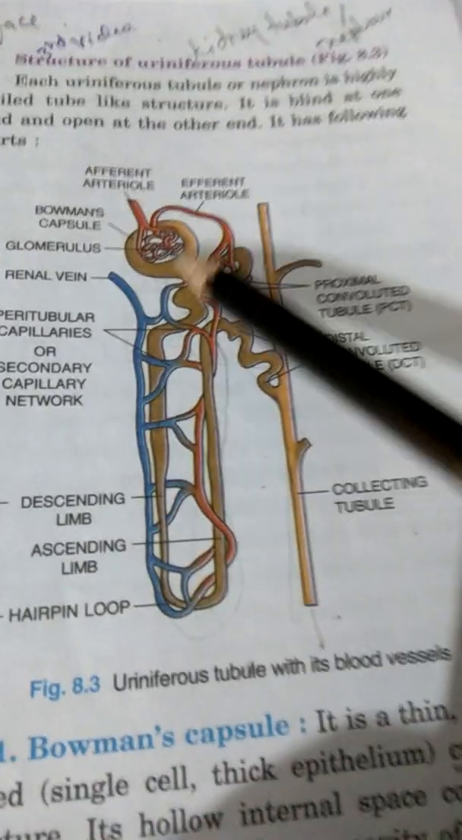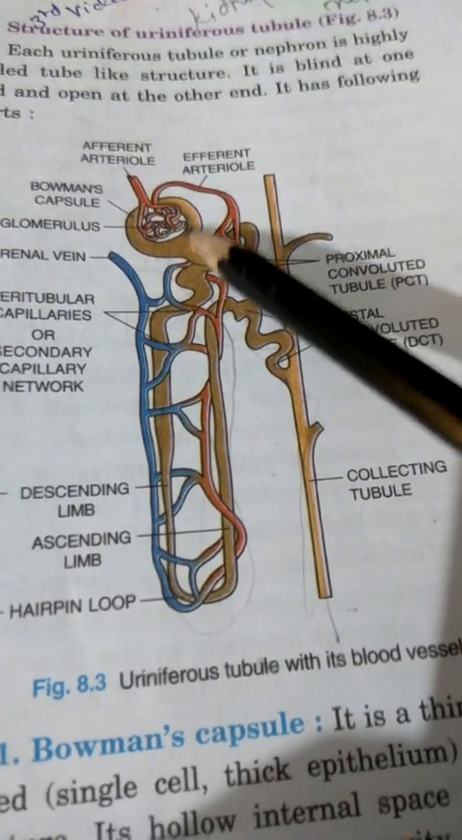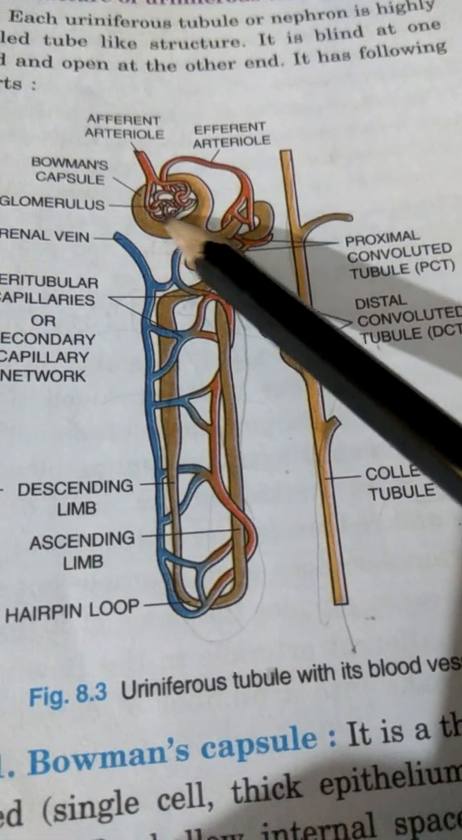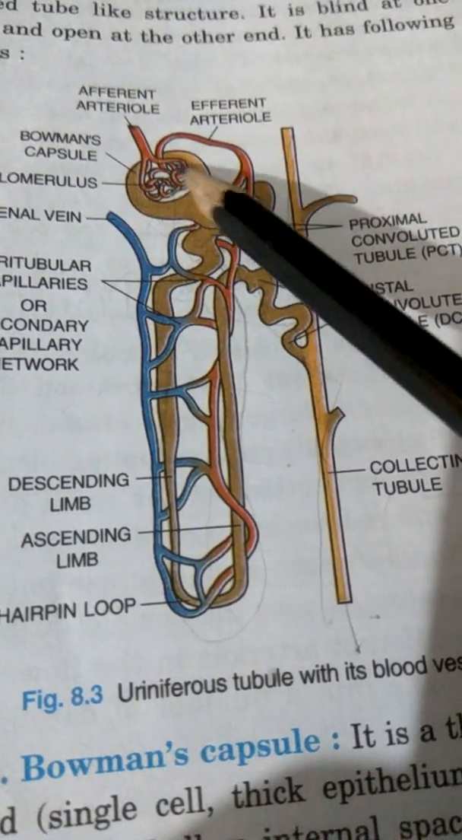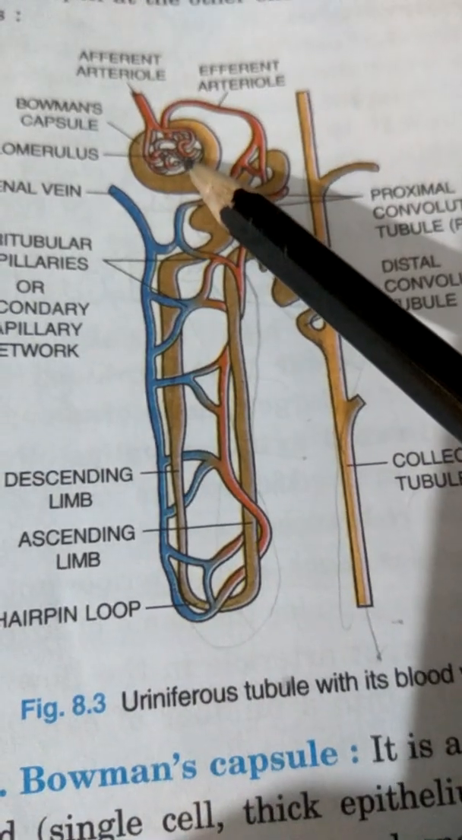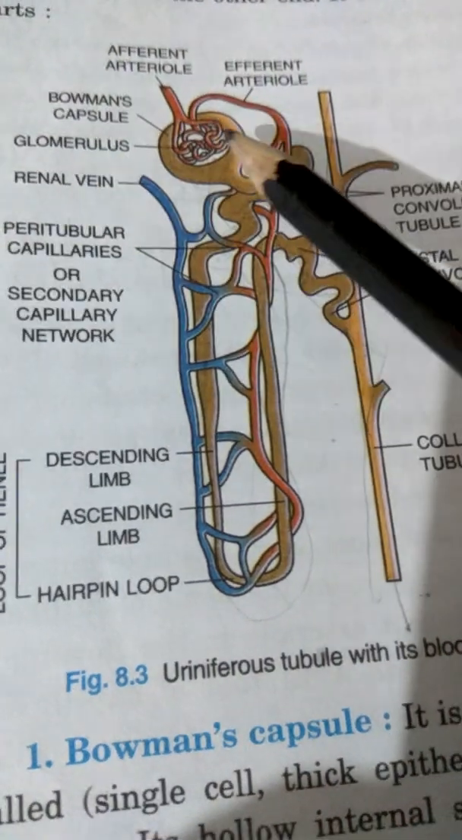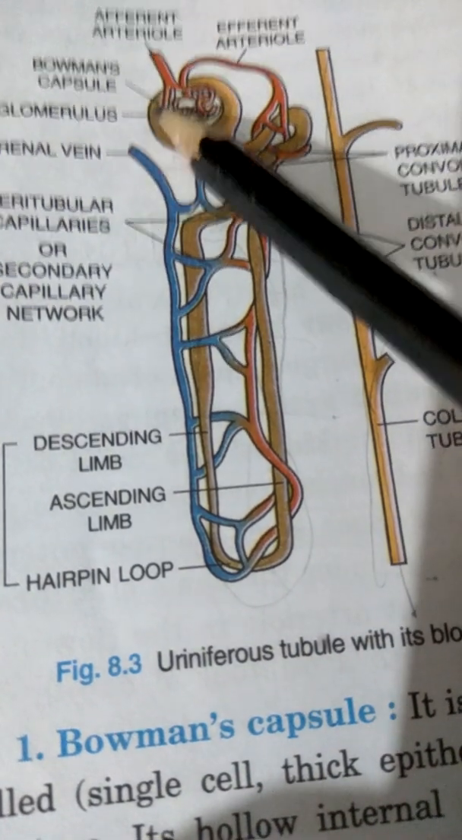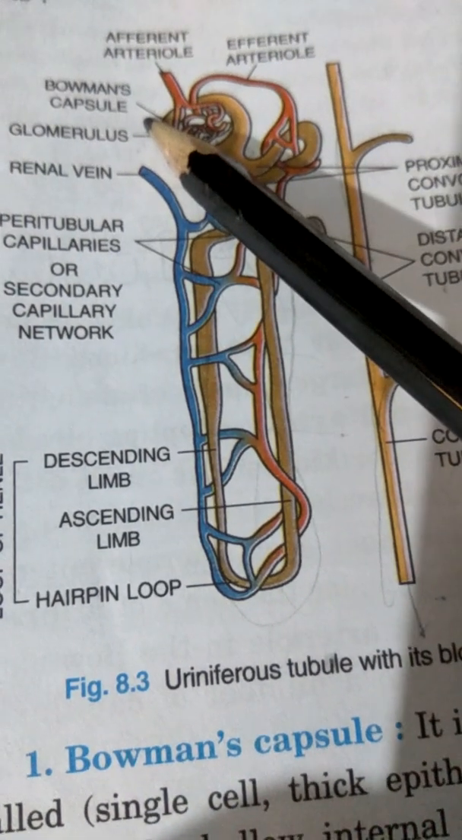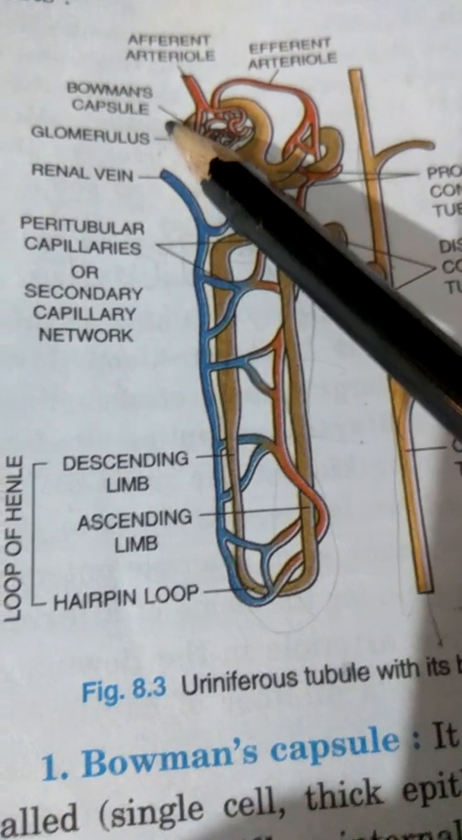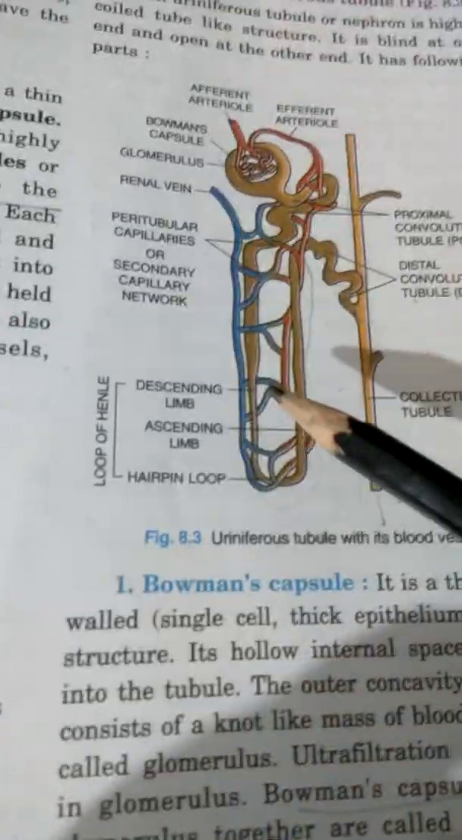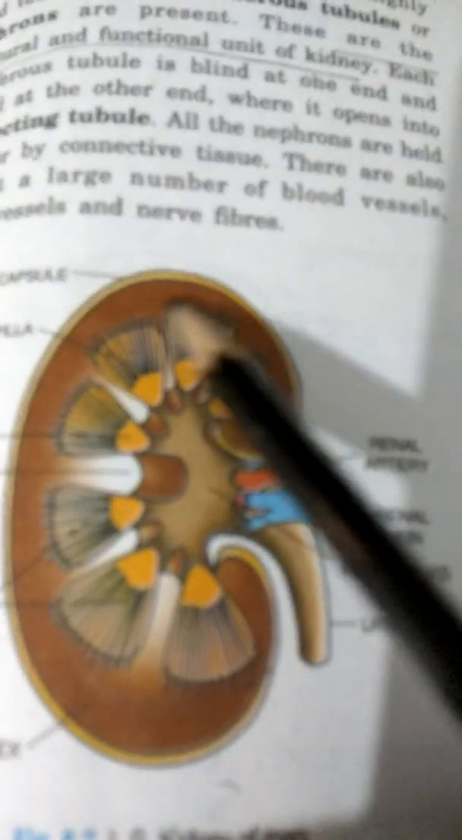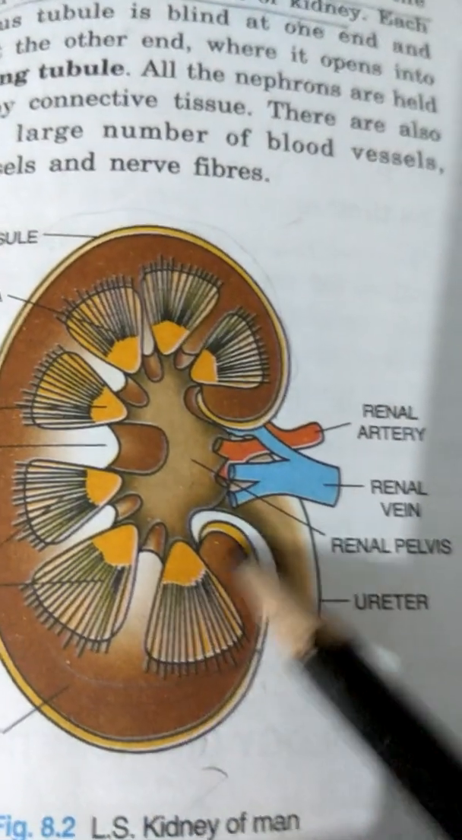You can see in this diagram also, this brown colored part is a Bowman's capsule with a knot-like mass of very fine capillaries lodged inside it, that is the glomerulus. So this glomerulus and this Bowman's capsule together are collectively called the Malpighian capsule or renal capsule. And we'll find that this Bowman's capsule is present in the cortex, the outer dark portion of the kidney.